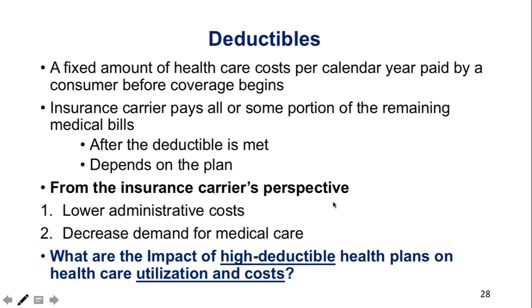Now, from the insurance carrier's perspective, they believe the deductible lowers administrative costs and decreases the demand for medical care. Why? Because people don't want to pay $2,000 out of pocket if they are not sure that they are going to use more than that. Until they are sure, they don't use it. Therefore, it lowers administrative costs. Fewer people are using their insurance card, and it also decreases the demand for medical care.